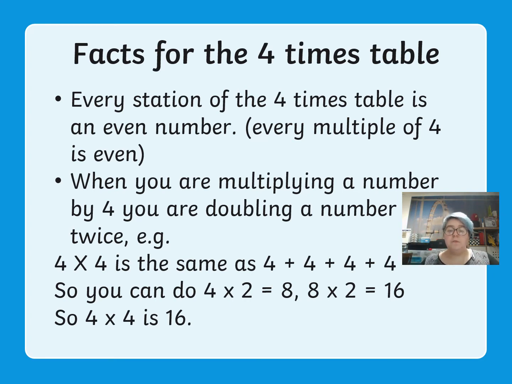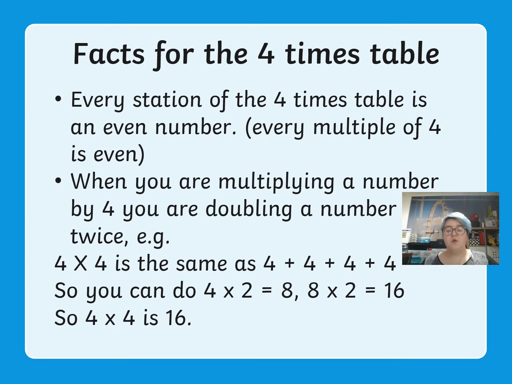When you are multiplying a number by 4, you are doubling a number twice. So remember, doubling means timesing something by 2. So to times by 4, you can times a number by 2 and then times the answer by 2. And then you've got your answer to your question. So let's have a look.